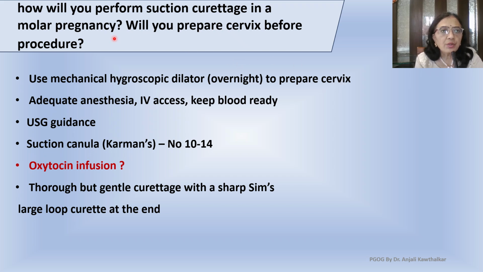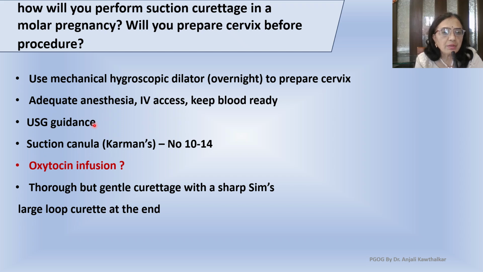How will you perform suction curettage in a molar pregnancy? Will you prepare the cervix before the procedure? Usually, mechanical hygroscopic dilators like laminaria tents are used overnight before the procedure. One night prior to the procedure, they are used to prepare the cervix for cervical dilatation. Adequate anesthesia, IV access, and blood kept ready are mandatory for the procedure. These are the necessary preparations.